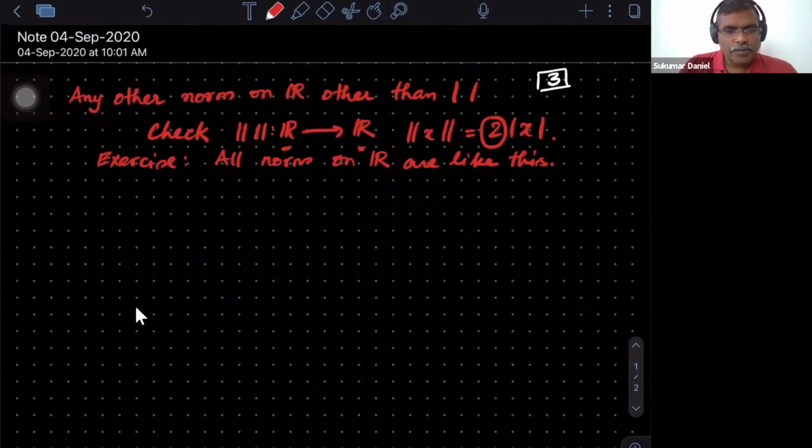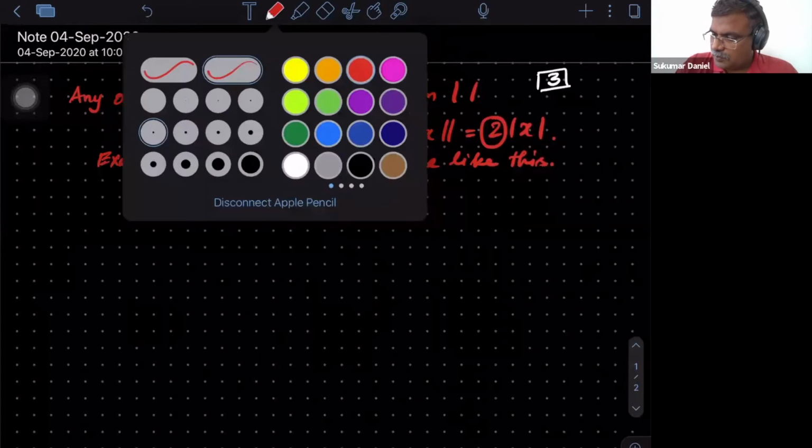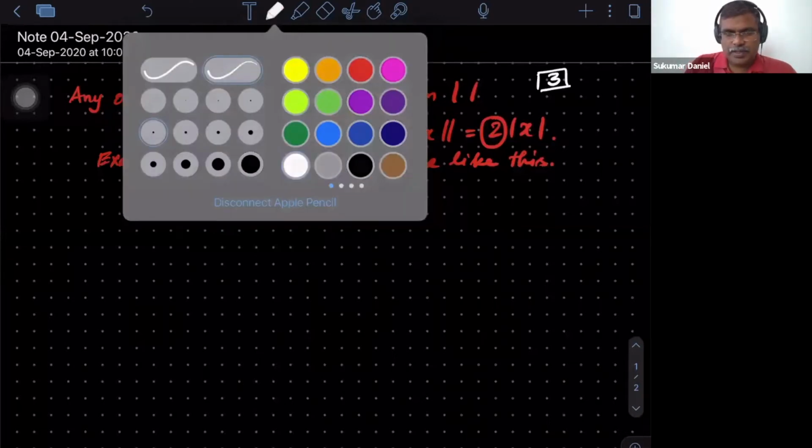And I hope you would have checked what are the other exercises that I left out. What are the elements in Rn where the norm 1 and norm infinity are same. So we'll come back to that maybe later. Okay, so now we'll get into what we are supposed to.